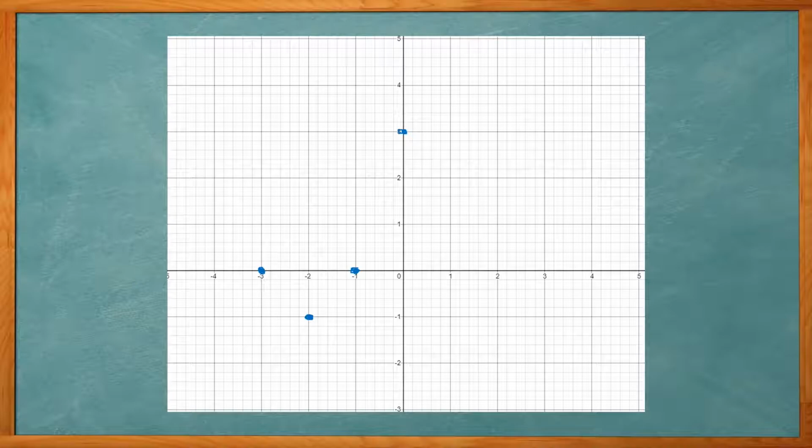So we can draw our parabola. It's going to look like this. Curve down, hit our vertex, and go back up. So that's good enough to draw our graph.